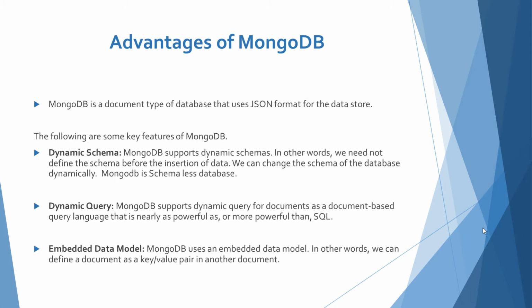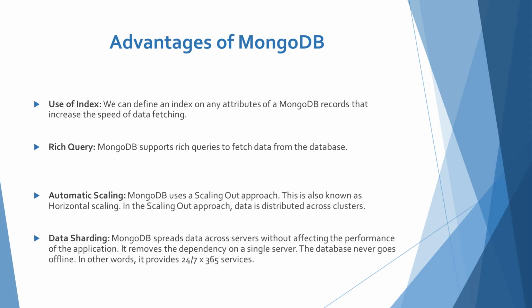Embedded data model. MongoDB uses an embedded data model. In other words, we can define a document as a key value pair in another document. That means we have one document, and within it, in one of the fields, we use a set of key value pairs. In one of the fields, the key value pair could be one more document also. That means we are embedding one more document inside the document. That is how MongoDB uses the embedded data model.